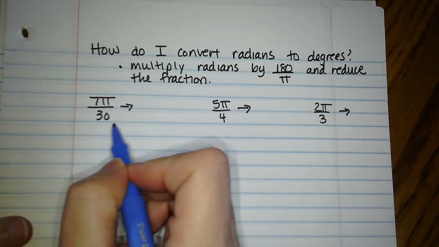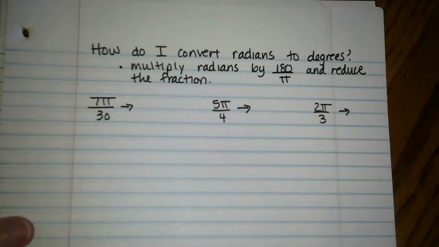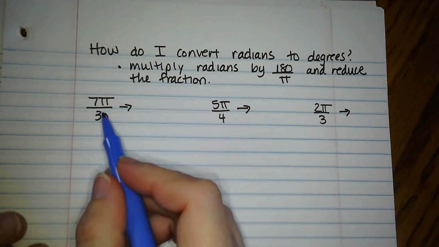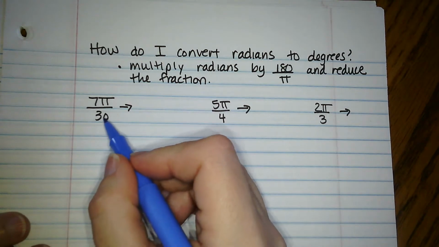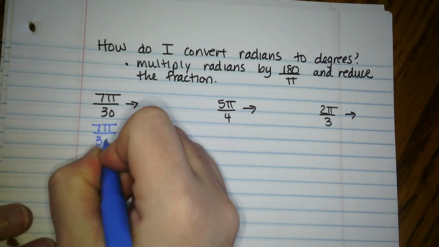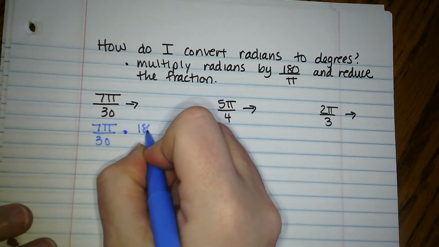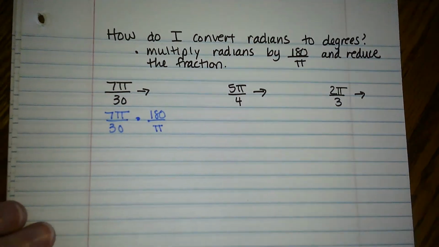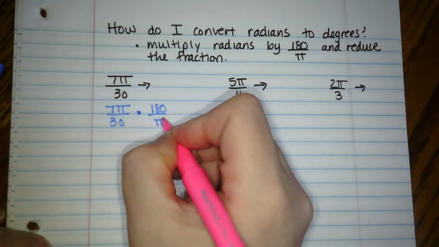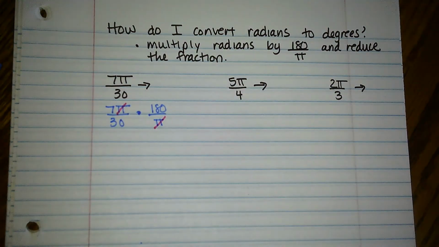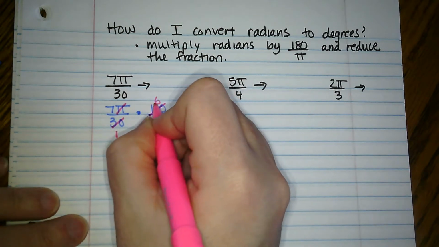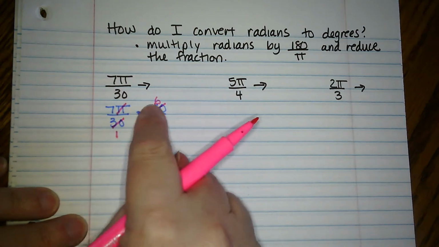I'm going to know that these are in radians because they have a pi on them. So what I'm going to do to convert these to degrees is put 7 pi over 30 times 180 over pi. And what's going to happen is things are going to start to cancel. The pi's cancel top and bottom. I can reduce the 30 with the 180. That gives me 6. And then all I have left to do is 7 times 6.